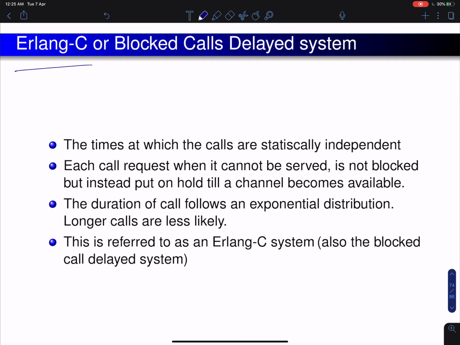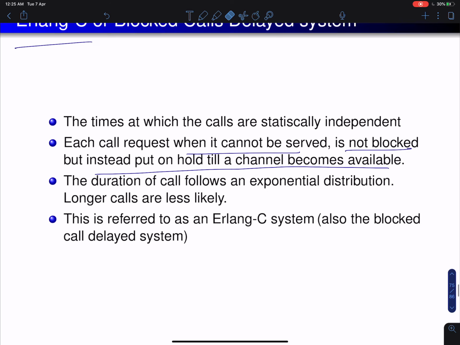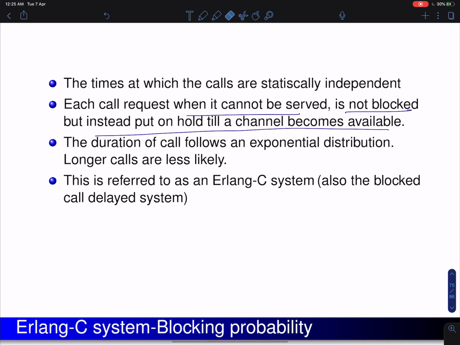Okay, so again the same assumptions hold in an Erlang C system, or the blocked call delayed system as well. We'll assume the same things, that the times of calls are statistically independent and all that. If your call cannot be served, it is not blocked, but instead put on hold till the channel becomes available or till a certain amount of time. Again the duration of the calls and everything follow exponential distributions. The same thing is assumed here.